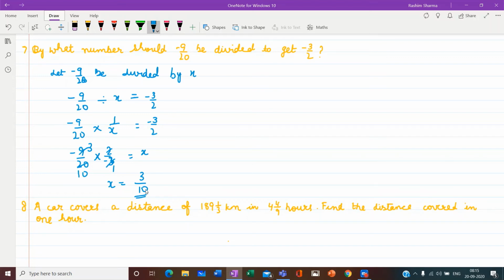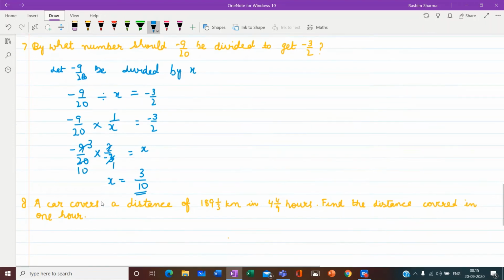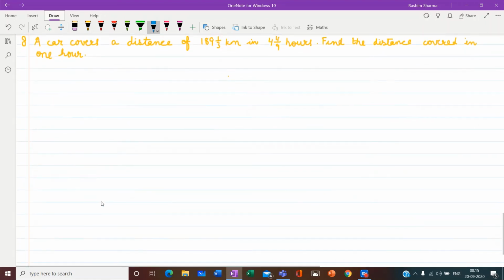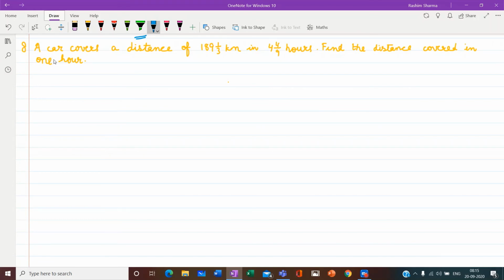Question number 8 is, a car covers a distance of 189 1 by 13 km in 4 on 9 hours. Find the distance covered in 1 hour. Now here this is a statement question, so we will write it in statement. Okay, so here you will write in 4 on 9 hours. 4 on 9 hours means how many hours? 40 on 9 hours.